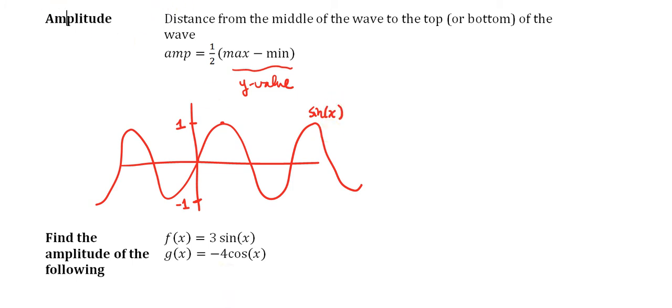So if you think about what the definition is saying, the distance from the middle of the wave, well, the middle of the wave is right here, to the top, that has a distance of 1. Or the distance from the middle of the wave to the bottom, that also has a distance of 1. And so we can calculate this number by using the following formula. The amplitude is 1/2 the max minus the min. So in this case, for the sine function, the amplitude is 1/2 times the maximum value, which is 1, minus the minimum value, which is -1. So this turns out to be 2 times 1/2, so that's just 1.